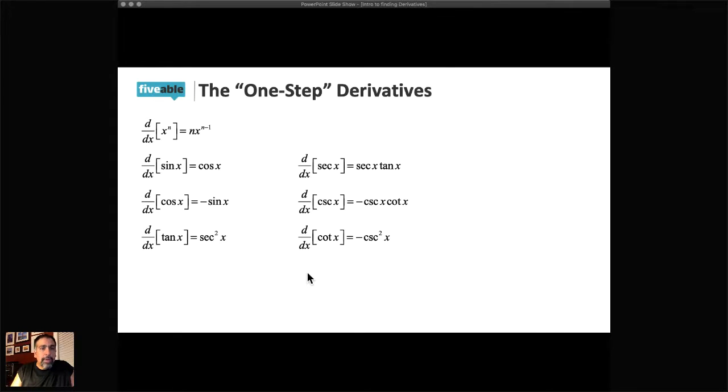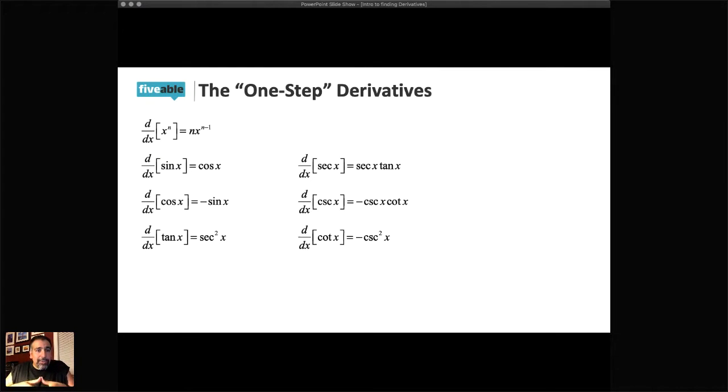Okay, so here are our one-step derivatives. From here, what I want to do is bring out a couple of basic differentiation rules. And there are 3 that I want to point out to you tonight. But before I get into these differentiation rules, I just want to back up one step.